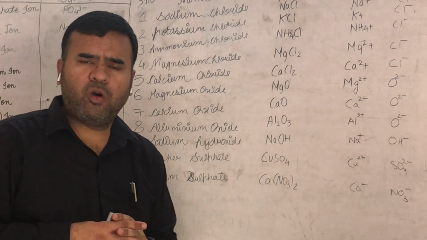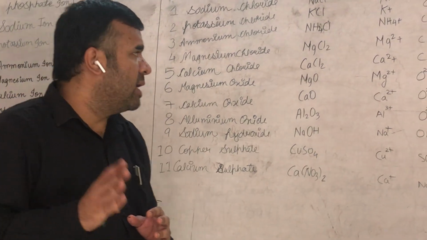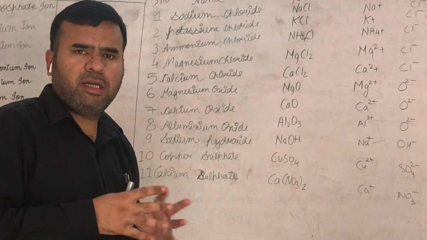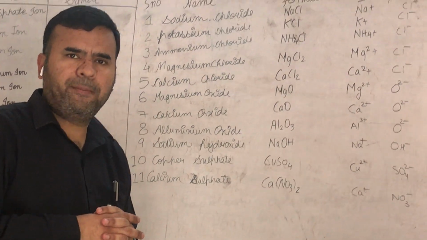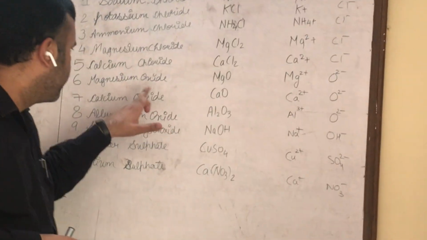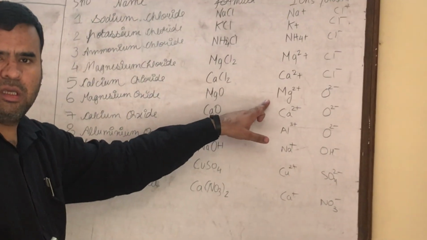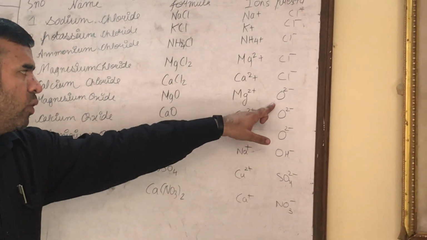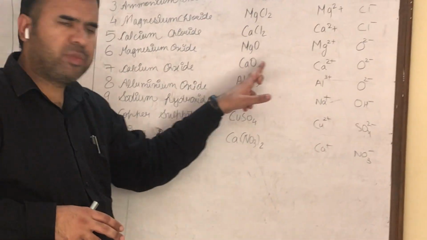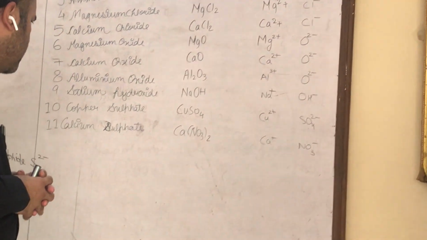Magnesium chloride, formula is MgCl2. Mg2 plus is the cation and Cl minus is the anion. Calcium chloride, CaCl2. Ca2 positive is the cation in it and Cl negative is the anion in it. Magnesium oxide, MgO. Mg2 positive is the cation in it and O2 negative is the anion in it. Calcium oxide, CaO. Ca2 plus is the cation in it and O2 negative is the anion in it.